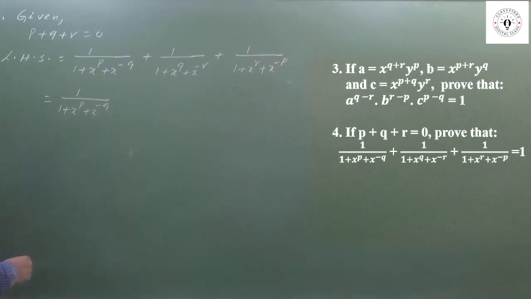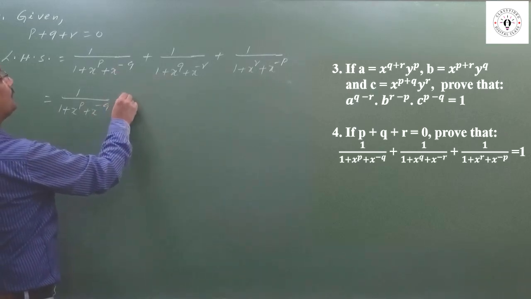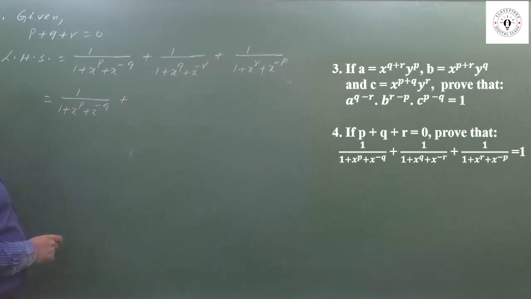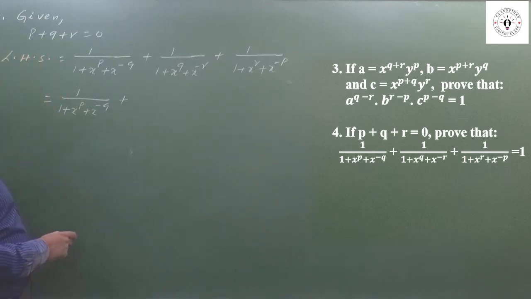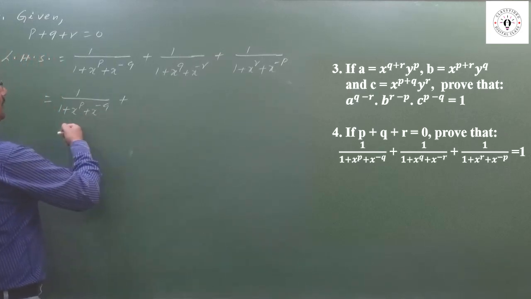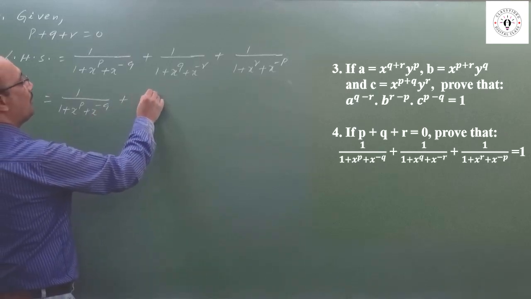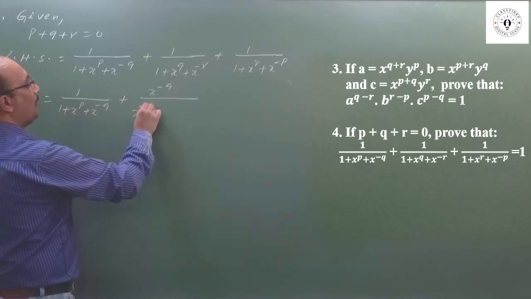Yes, look here. Here we don't have x to the power minus q. So I'm multiplying numerator and denominator of the second fraction by x to the power minus q, so that we can make the same denominator. Multiplying in numerator and multiplying in denominator.